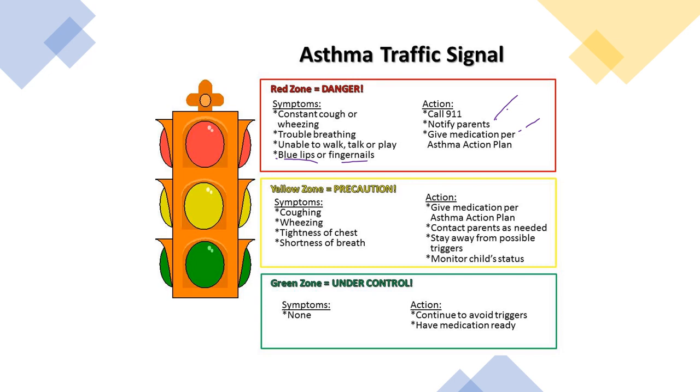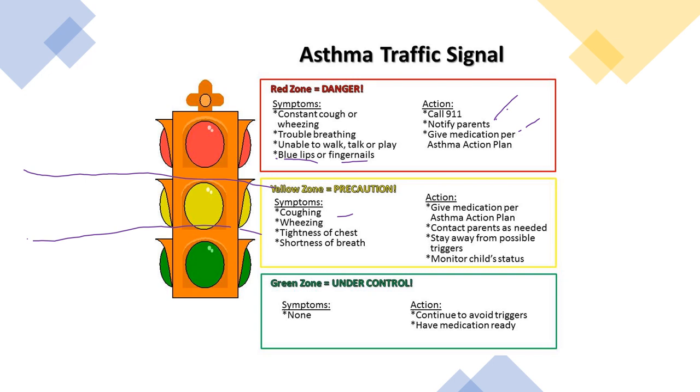Well, that's your 50 to 79% of predicted, right? So anything less than 50% would be their red zone. 50 to 79% would be their yellow zone. This means they're still coughing and wheezing. Coughing is usually one of the first signs of an asthma situation. They might have some tightness in their chest or shortness of breath.